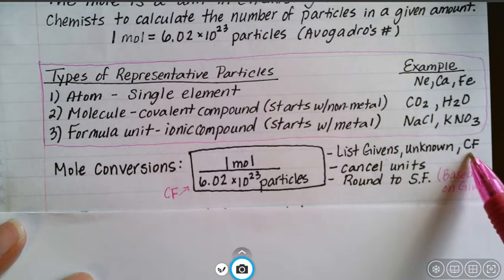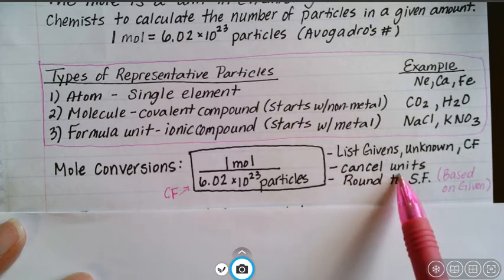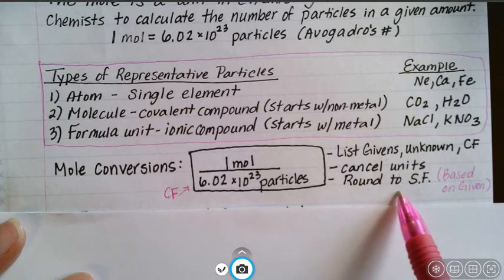I'd like you to list the conversion factor. I know it's an extra step, but it'll pay off later. Okay, you're going to cancel your units. Remember that things that are across from each other cancel. And you're going to round your answer to the correct number of significant figures.